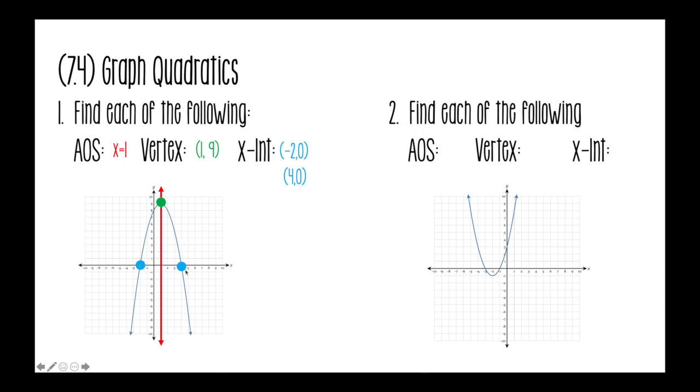For number 2, we do the same thing. So again, if you haven't filled that one in yet, this would be a good time to pause the video and fill those 3 in. For the axis of symmetry, that's going to be x equals -2. The vertex is going to be (-2, -1) in this case, and our x-intercepts are going to be at -3 and -1.